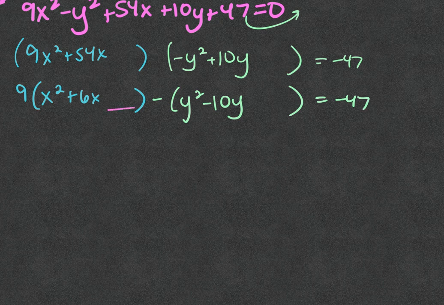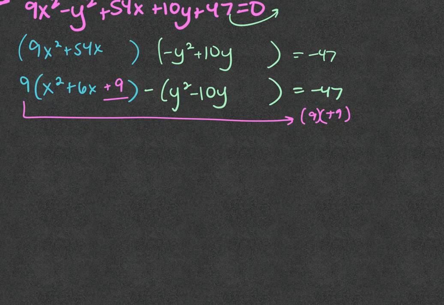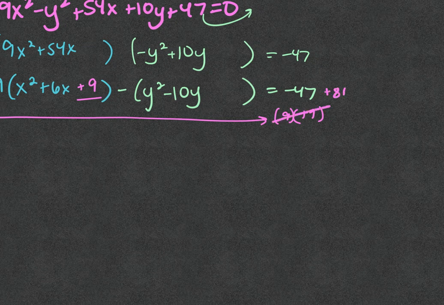So 6 divided by 2 is 3. 3 squared is 9. I'm going to add the 9 inside the parentheses. I'd normally add the 9 here, but I have to multiply by 9 first. So I'm adding 81.